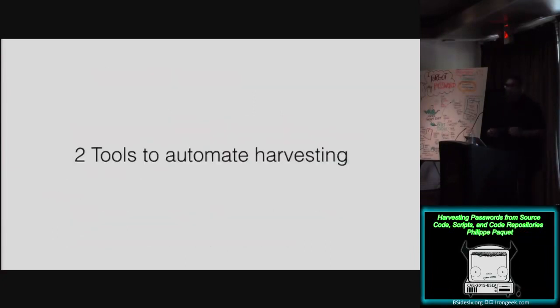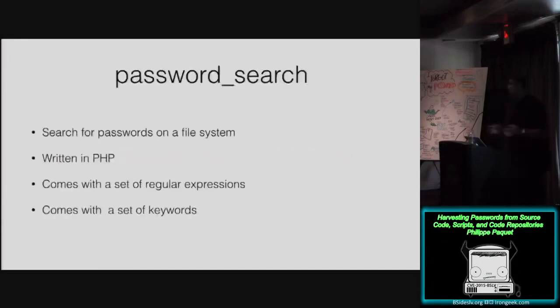So to do that, I'm going to give you two tools to automate harvesting. Those are very simple tools. It doesn't take that much time to develop. The first one is called Password Search. It's going to go through a file system, and depending on the type of file, it's going to apply a set of regular expressions and use a set of keywords with every regular expression you have there. I'm going to provide you the regular expressions and keywords.